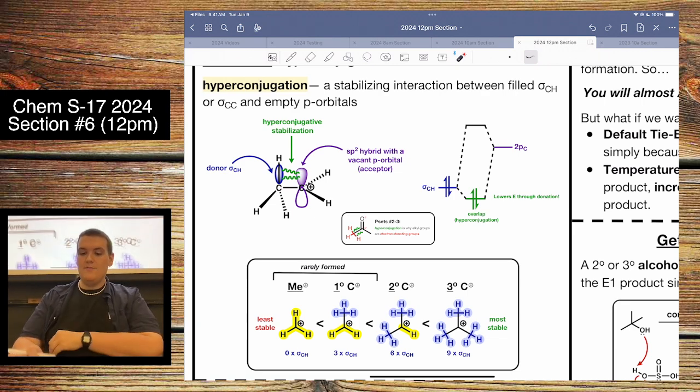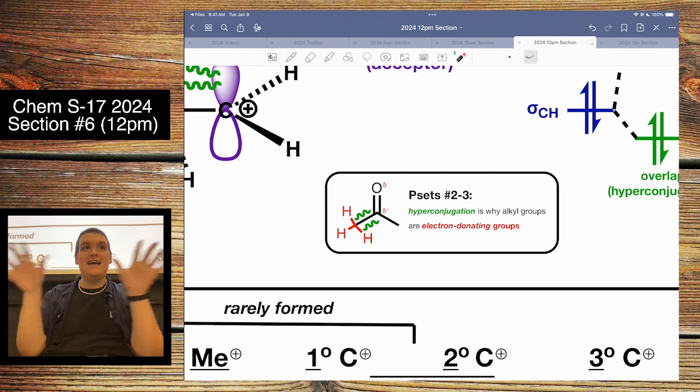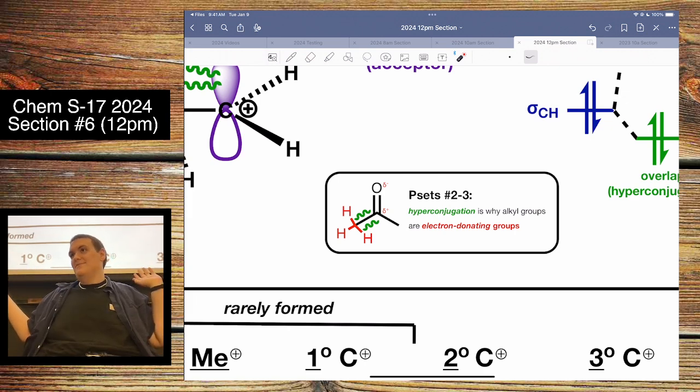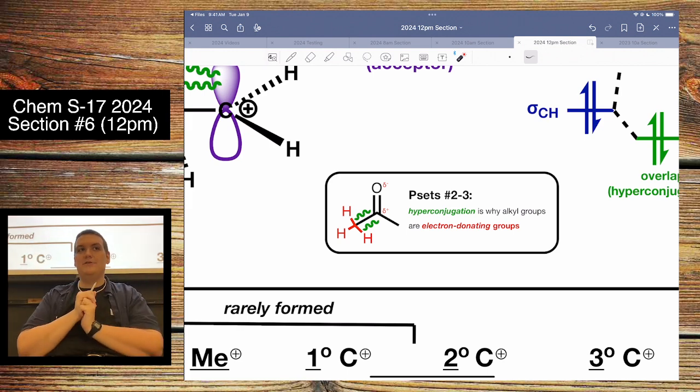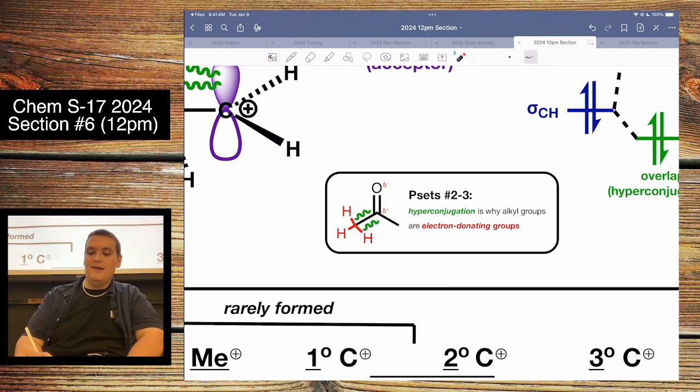The other thing is, you might remember on PSET 2, on the answer keys, we just said at some point that alkyl groups were electron donating. This is the why. We wanted to plant the seed of that idea early on, but we didn't really explain it. And the explanation here is this is going to donate electrons a little bit via hyperconjugation, and it's going to help stabilize the partial positive here.